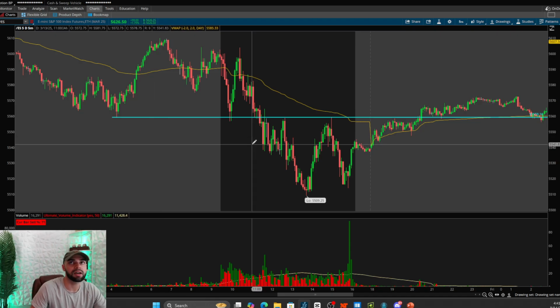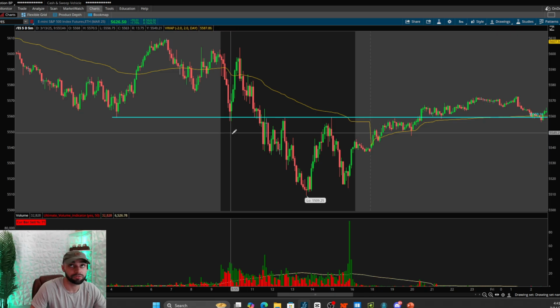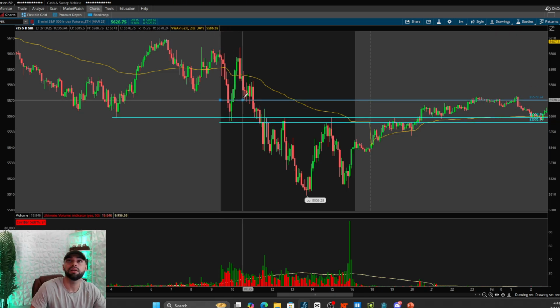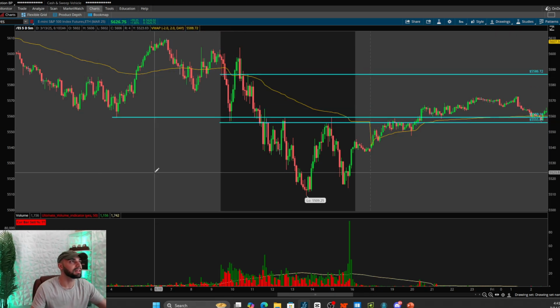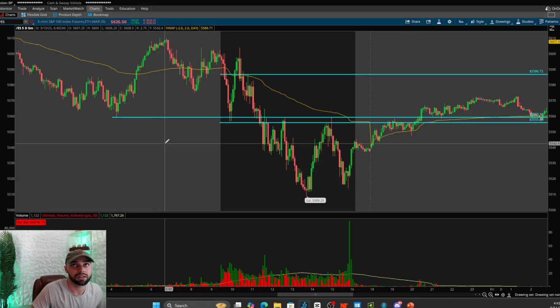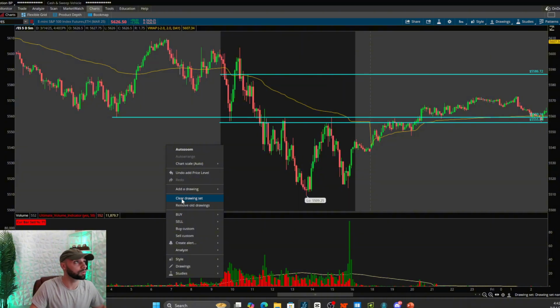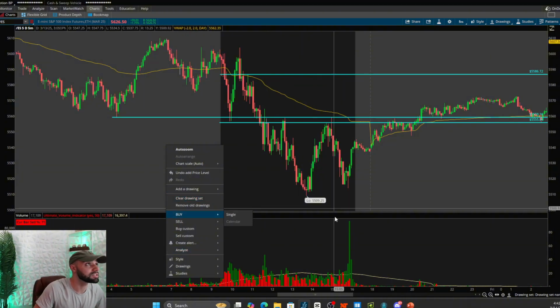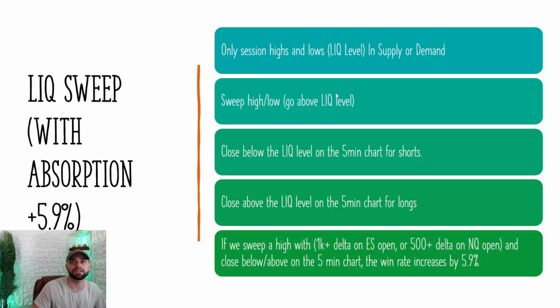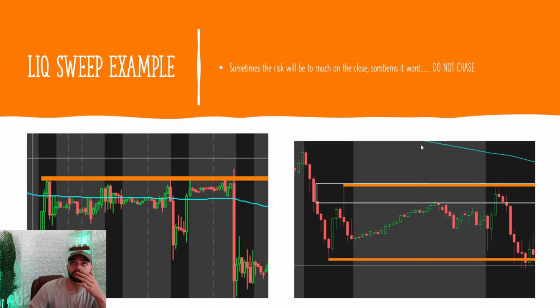Against structure, so it's A minus. Whenever that closes back above, I'm in. I'm in whenever it closes. I put my stop right at the low and I target VWAP. It's that easy. Just do this over. You're not going to be right all the time. You're going to lose a lot. That's totally normal. But if you risk 2-to-1, or if you get that absorption of 1-to-1 every single time, guess what? You're going to make money, right? It's a game about numbers, probability. So sometimes the risk will be too much on the close. Sometimes it won't.